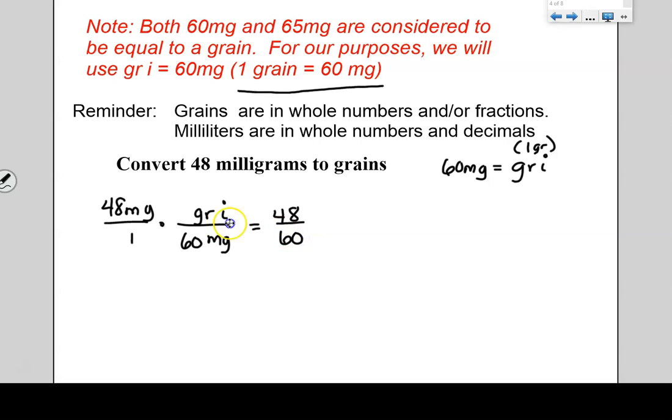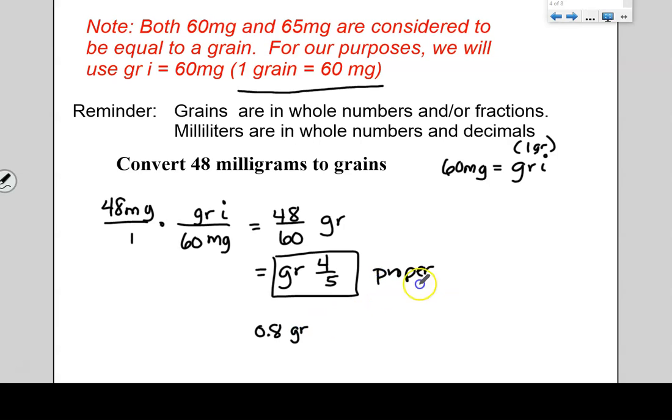Now, I notice that my answer is in grains. So let's see how we would write it properly. Grains wants fractions, so I'm going to reduce this fraction. Both of these numbers are divisible by 12, so this would reduce to 4/5. I'm going to put the number second, and I'm going to put the unit first. So grain 4/5 would be the proper way that it is written. Now, if you happen to divide these out and write it as a decimal, for example, 48 divided by 60 comes out to be 0.8, and then put the unit there, I will understand what you're talking about, but the proper way to write it is with the fraction and the number listed after the unit.